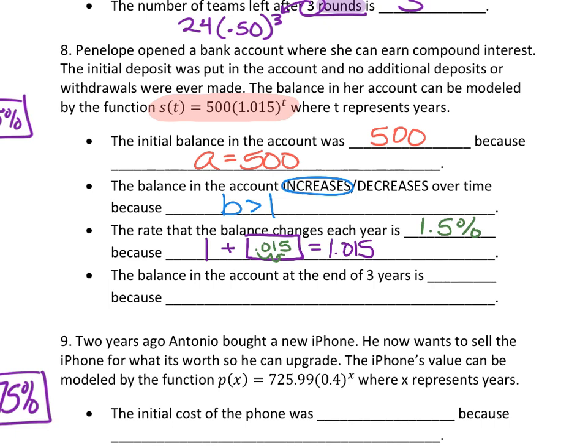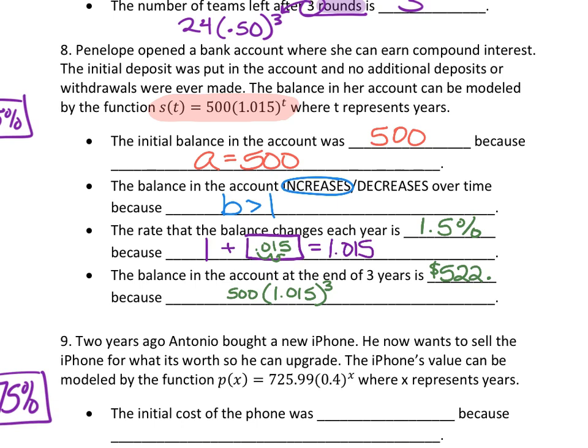The balance in her account at the end of 3 years is blank. So if we want to figure out, without her doing anything to that money but giving it to the bank and telling the bank, hey, hold this, how much money will be in her account after that? What number am I plugging into this formula? 3. We're going to do 500 times 1.015 to the third power.